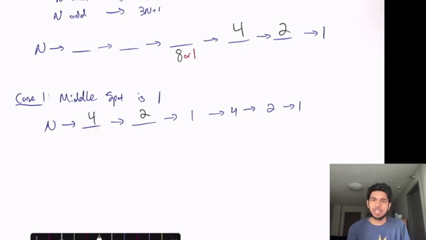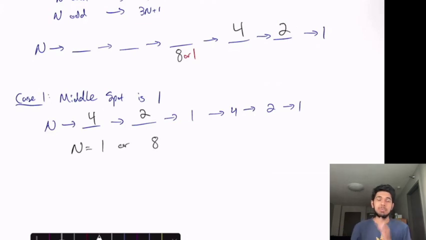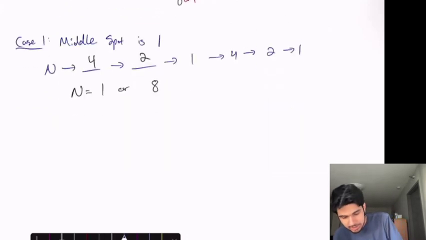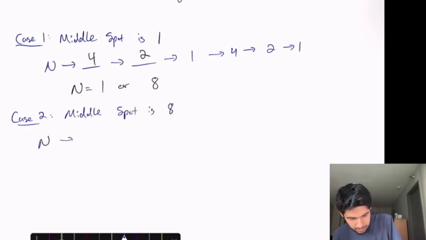And sure enough, this situation right here is identical to that situation there, so we conclude that n in this case could equal 1 or 8. So when the middle spot is a 1, we conclude that n is either 1 or 8. Pretty cool. Now we have to consider the second case. The middle spot is an 8. And then we have to redraw it.